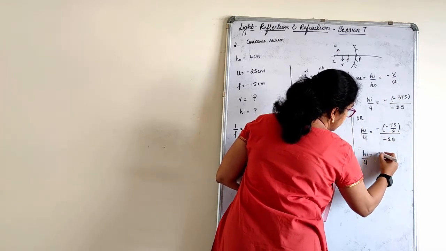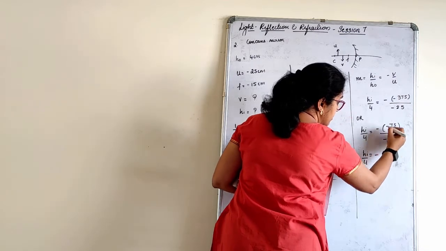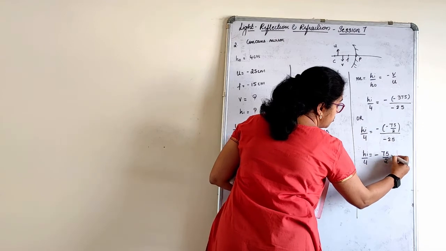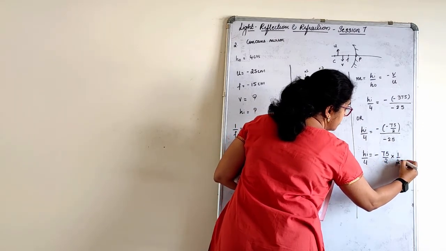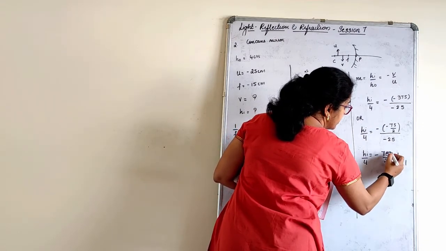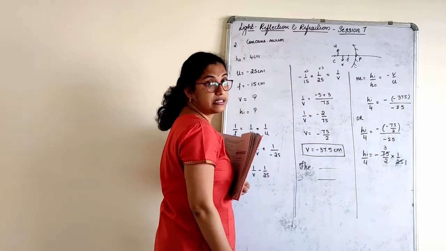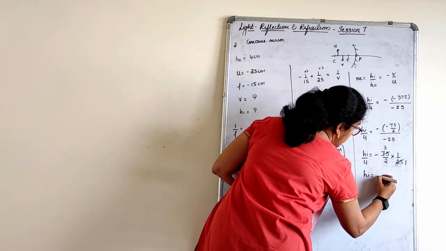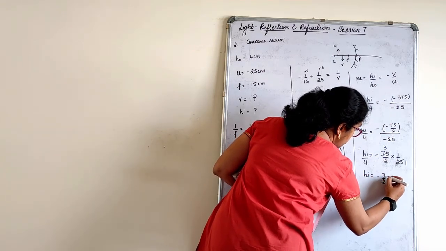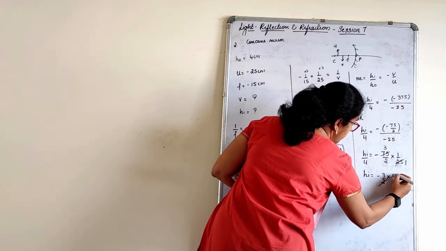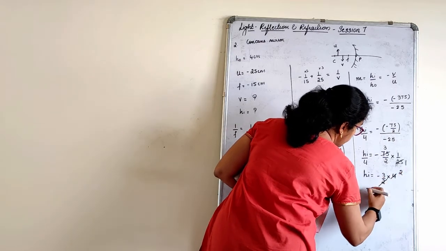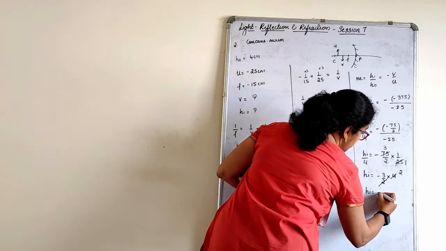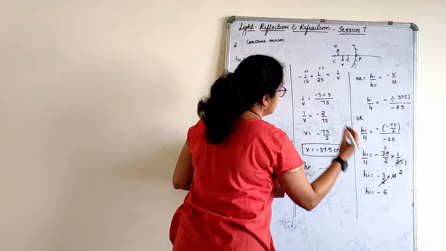Minus minus, I'll consider that as plus, or keep one minus as it is. This minus and this minus will get cancelled. 75 by 2 into 1 by 25. 25 ones are 25, 25 threes are 75. Okay. Height of the image is equal to minus 3 by 2 into 4. 2 ones are 2, 2 twos are 4. Height of the image is equal to minus 6 centimeter.